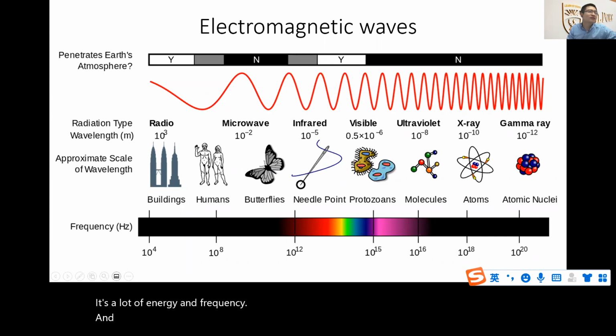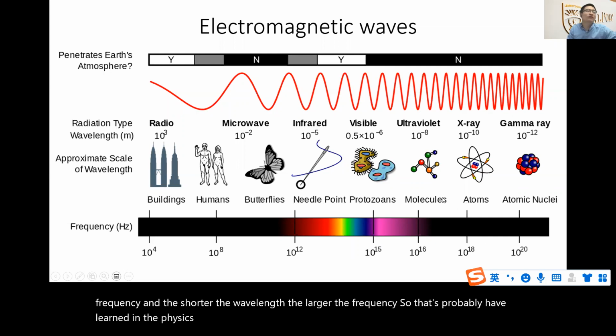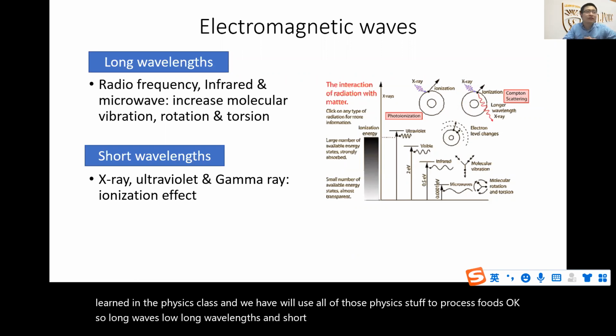Those pictures you can see here show you their relative size scale. For example, the radio wave can be 1 kilometer in length, and the smallest one is just nuclear size. The longer the wavelength, the smaller the frequency, and the shorter the wavelength, the larger the frequency. You have probably learned that in physics class, and we'll use all of that physics to process foods. Long wavelengths and short wavelengths have very different impacts on food molecules.